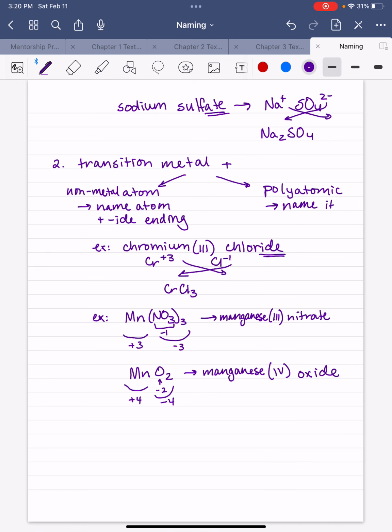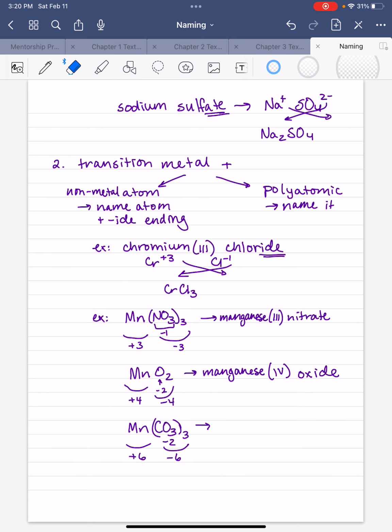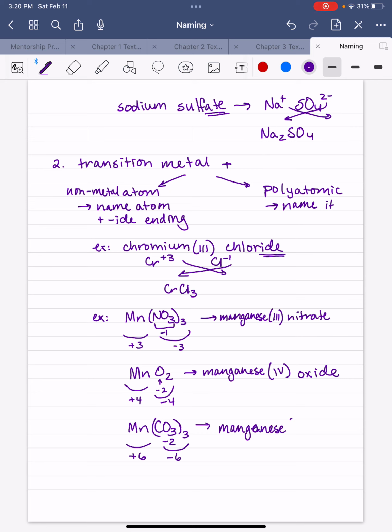But what if I want to do something fancy and put it with a polyatomic? What if I want to do MnCO3? Now, actually, let's make it more exciting. Mn2(CO3)3. Aha! Now, CO3 is a -2 ion. That gives us -6. So that means manganese has to be +6. So this is manganese. Oops. Manganese(VI), which is VI, and now we're going to name the polyatomic, carbonate.